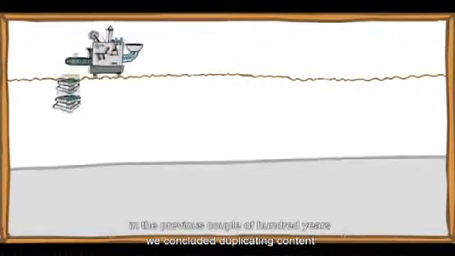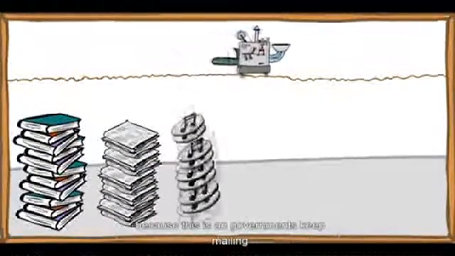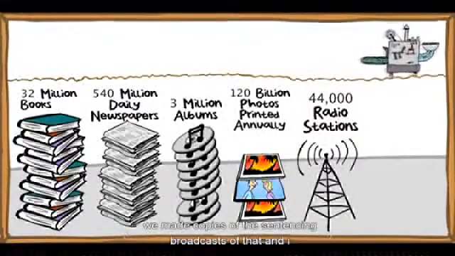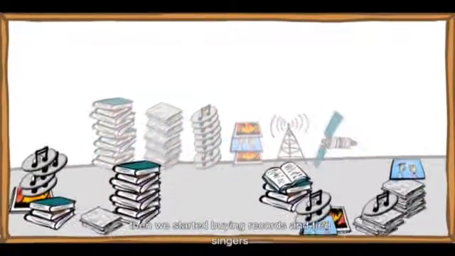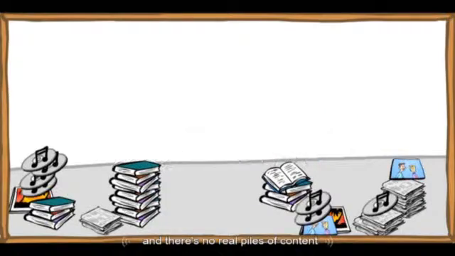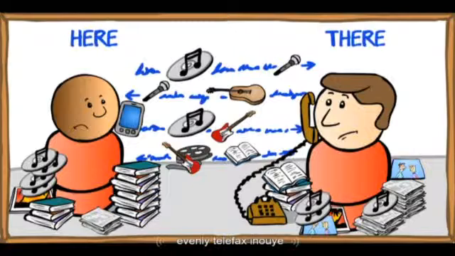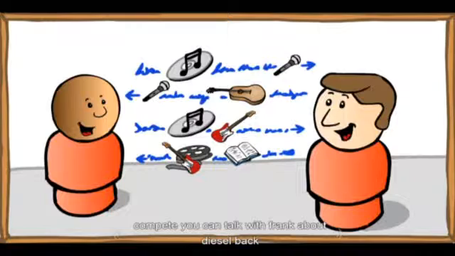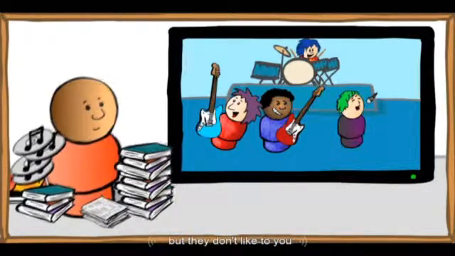In the previous couple of 100 years, we got good at duplicating content. Well, big businesses and governments did mainly. We made copies of this and these and broadcasts of that and those. And this, lots of this. Then we started buying records and tapes and discs and built our own piles of content. Meanwhile, conversation stayed one-to-one, even with telephones. In a way, content and conversation compete. You can talk with Frank about this or that, or you can read a book about this or watch a show about that, but they don't relate to you or interact with you.